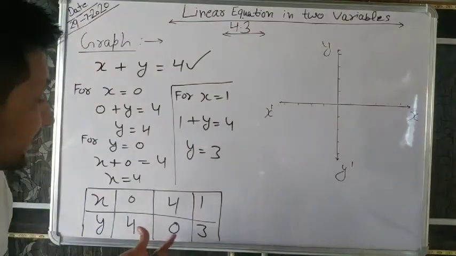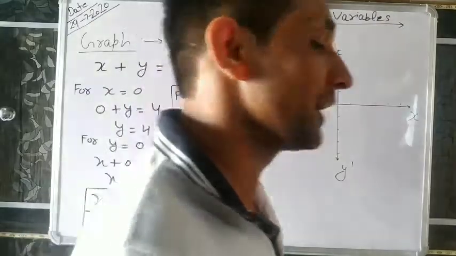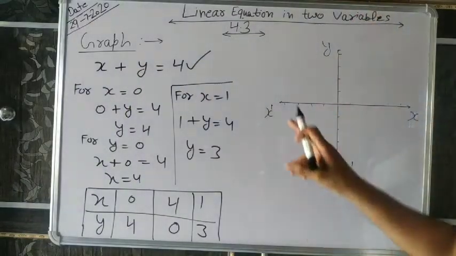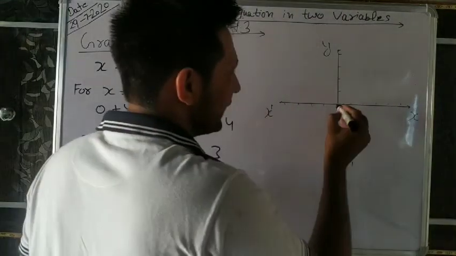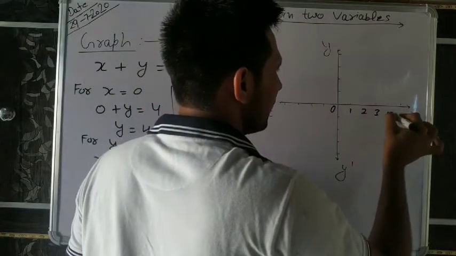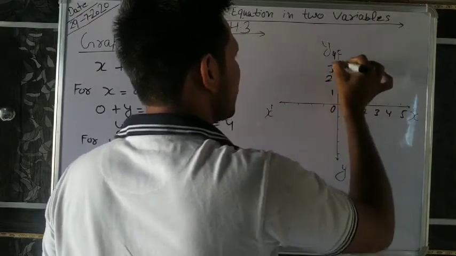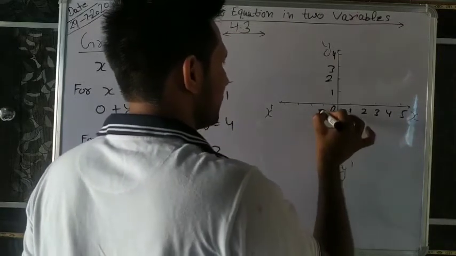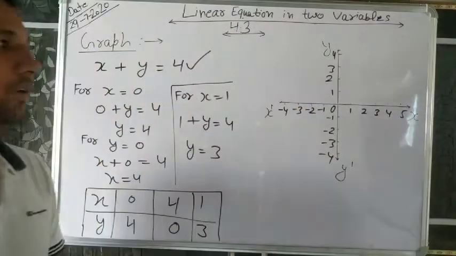Now these three solutions we will draw on the graph. If you want to represent any point on a graph, we need two perpendicular lines, the x-axis and the y-axis. The first is the origin. Then 1, 2, 3, 4, 5 on the positive side, and minus 1, minus 2, minus 3, minus 4 on the negative side. Now we will draw the graph.